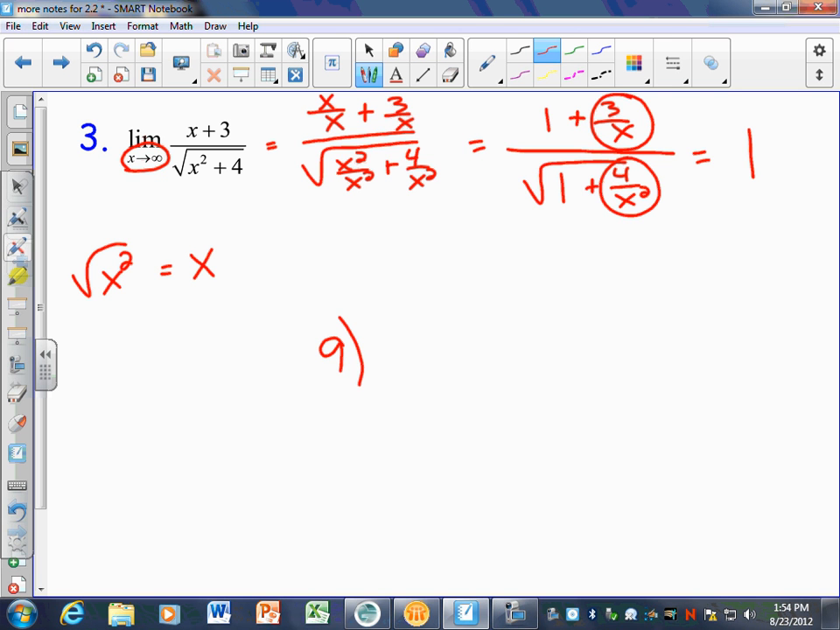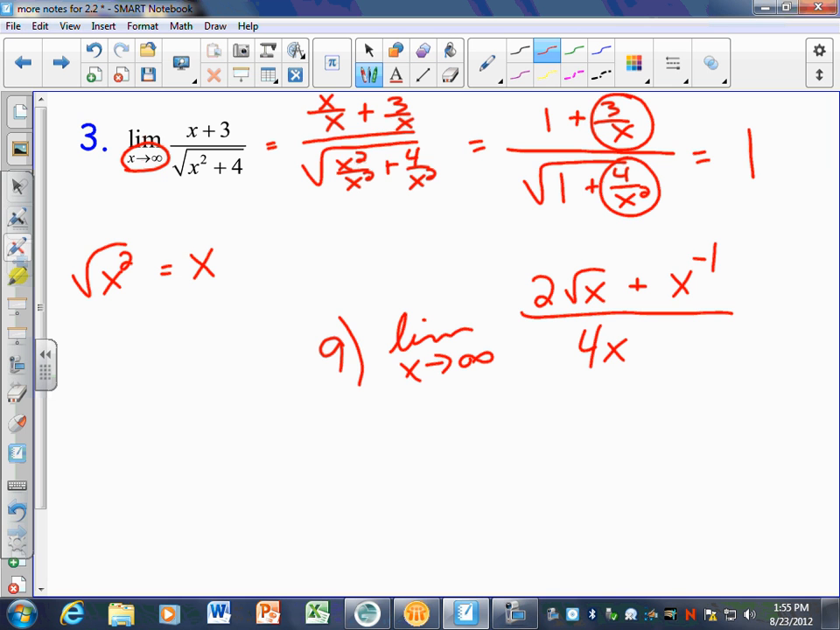Give me that problem. Alright, the limit as x approaches infinity, 2 times the square root of x plus x to the negative first power divided by 4x plus negative 2. I really hate that I wrote plus negative 2 there. Why would I just write minus 2?